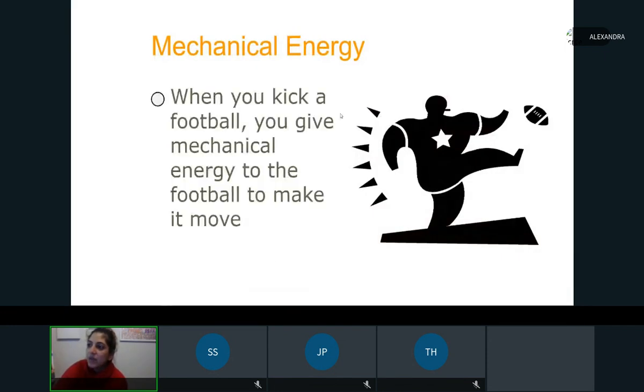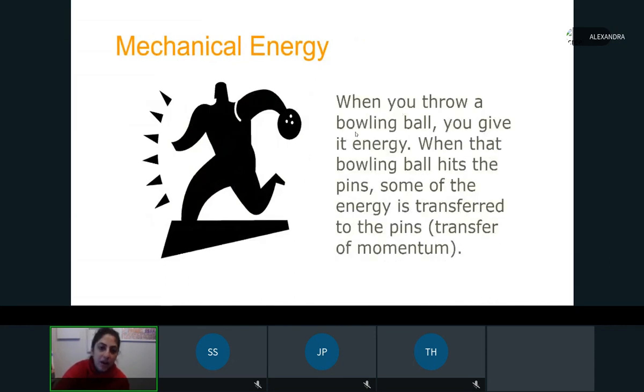So think about this when you're kicking a football. You give mechanical energy to the football to make it move. If you kick a soccer ball or throw a basketball, anytime you're adding energy to something that makes that object move, that is mechanical energy. When you throw a bowling ball, you're giving that ball energy. When it hits the pins, that is momentum. Remember, we talked about the conservation of momentum. Some of the energy is transferred to the pins, right? Transfer of momentum. So these are all examples of different types of energies.